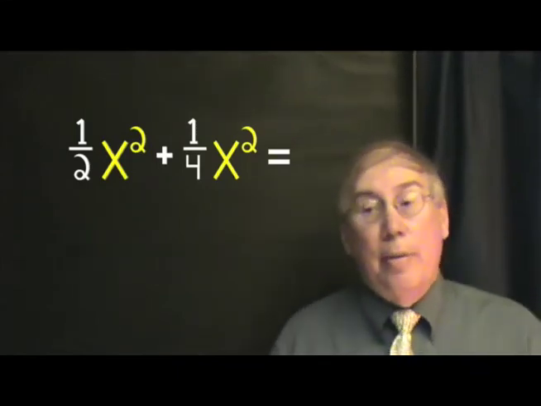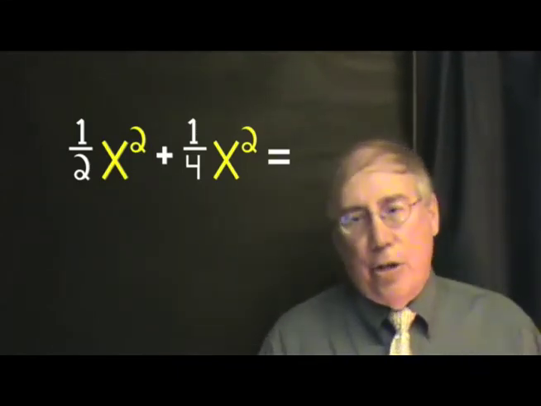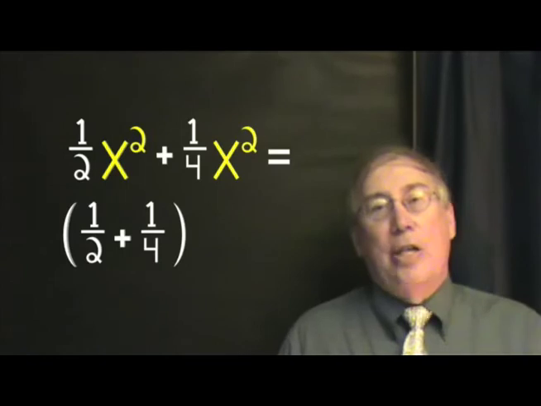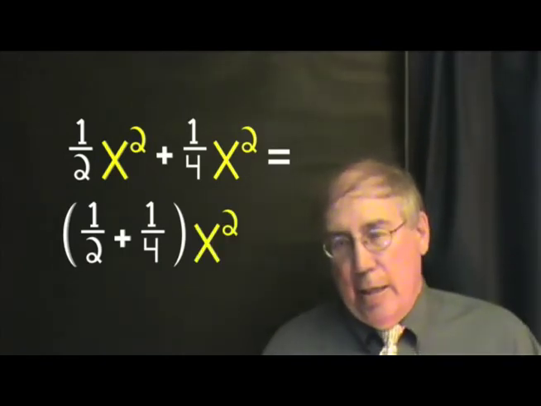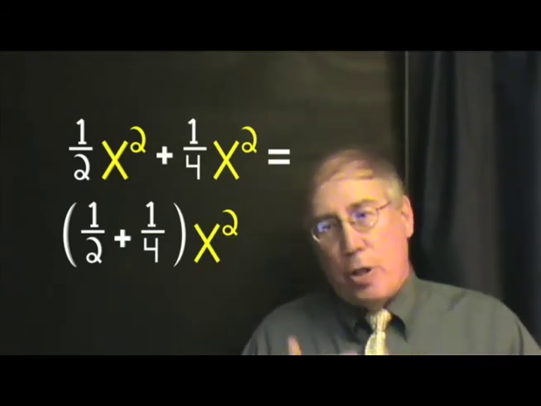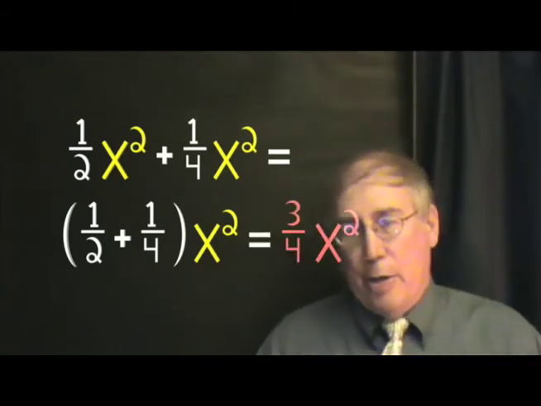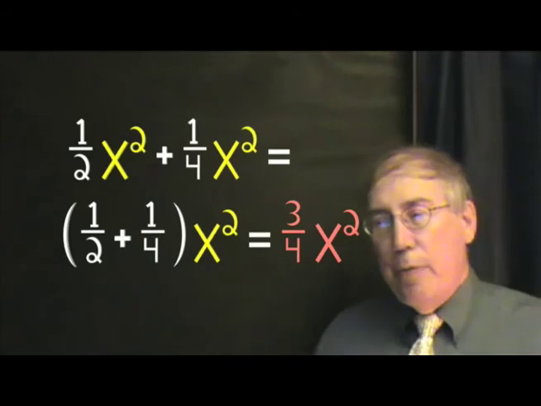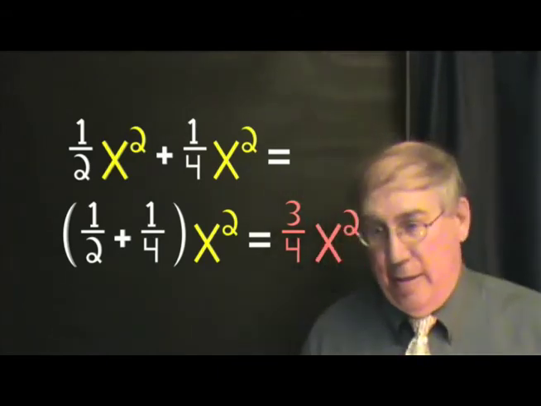Here we have an x squared in both terms. Now we have fractions this time. Now 2/4 is just 1/2 if you reduce it down. So we can add 2/4 with 1/4. Remember, the denominator has got to be the same to add. So we get 3/4 x squared.